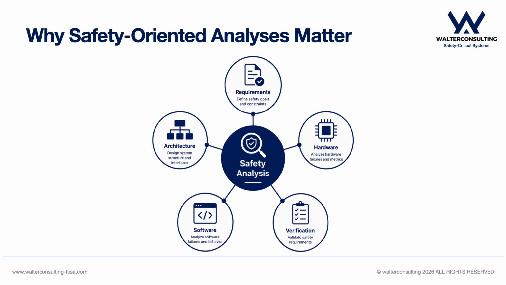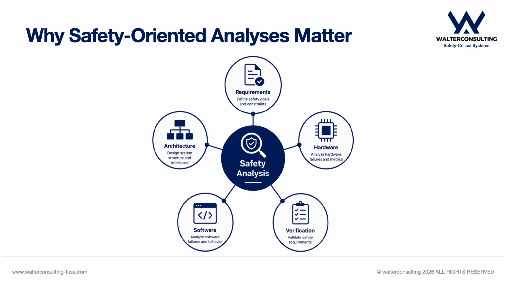Developing a safety-related system involves many engineering decisions. Even when requirements are complete and designs appear correct, hidden risks may still exist. Components may influence each other unexpectedly. Safety mechanisms may interact. Assumptions may no longer hold. Safety-oriented analyses help engineers identify these situations before products reach customers. They provide additional confidence that the safety concept is complete and sufficiently robust.